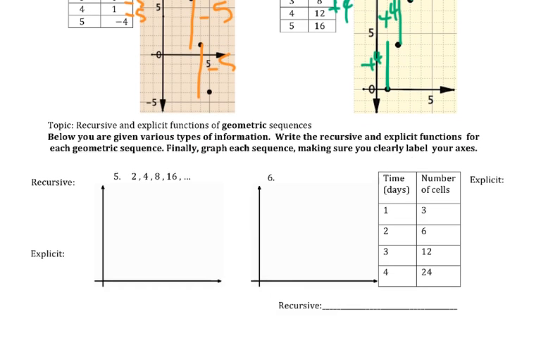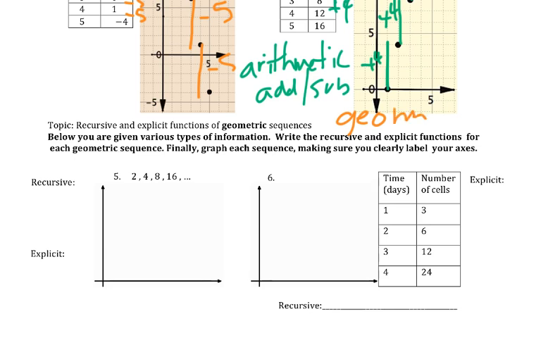Alright, so recursive and explicit equations. We're going to practice writing recursive and explicit functions of geometric sequences. So remember, arithmetic is when you add or subtract the same number over and over. Geometric, so geometric, we multiply or divide.